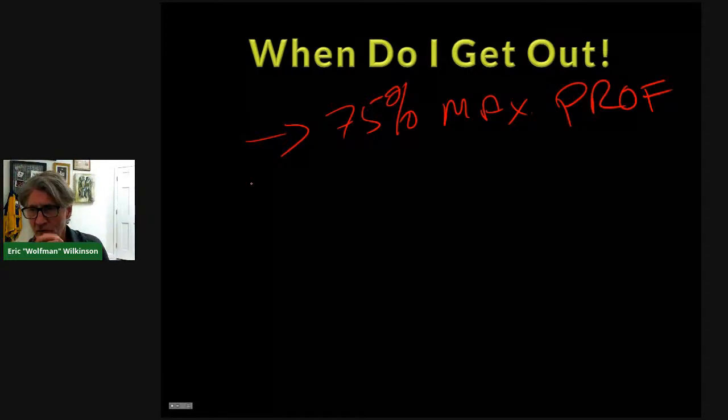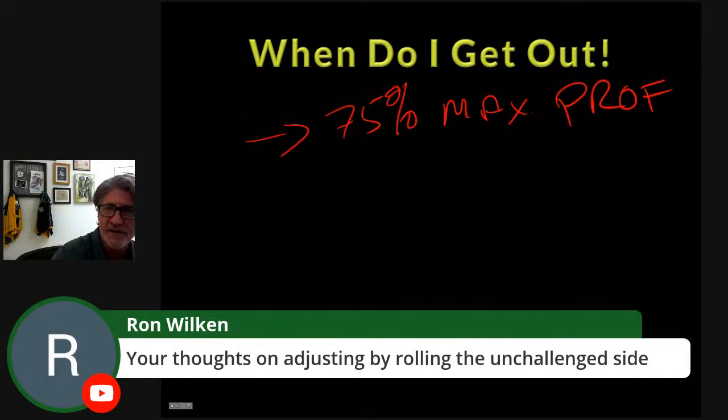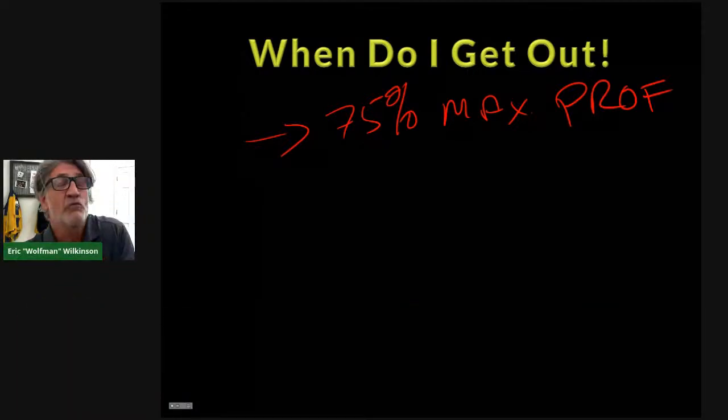Your thoughts on adjusting or by rolling the unchallenged side? Ron, that is a great question, and I applaud you for bringing that up because I was going to forget about talking about that. Yes, roll it up, because you can roll it up and create an iron butterfly. I wouldn't go any further than the short strike of the call.